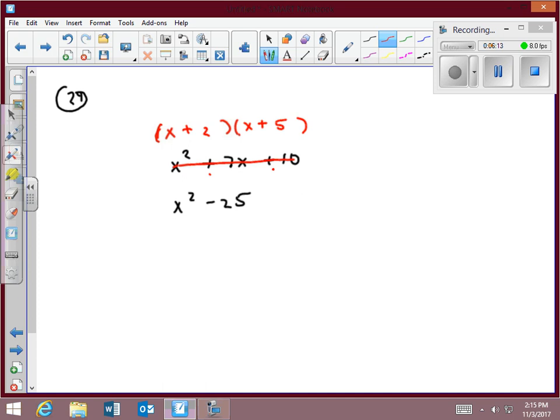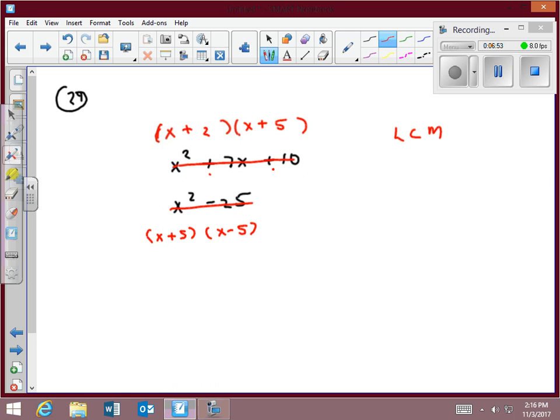Now the x squared minus 25. It's descending order, leading term positive. No common factor. It's a binomial, and it's a binomial what? Difference of squares, isn't it? x squared and 5 squared. Now the algorithm says when you have a difference of squares, it factors into x plus 5 times x minus 5. Now, each one of those terms is prime factored. You agree?